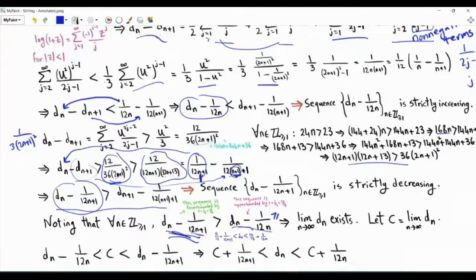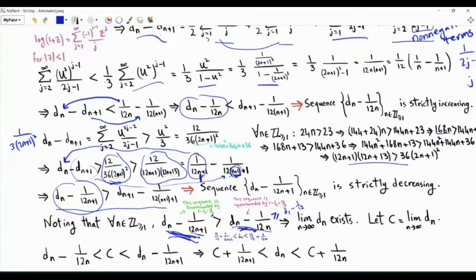And it is always greater than or equal to d1 minus 1 over 12. So this is the smallest guy in this sequence. And it will happen when small n is equal to 1, because this sequence is strictly increasing. So d1 minus 1 over 12, which is 1 minus 1 over 12, which is 11 over 12, is a lower bound on this sequence. So this sequence is monotonically decreasing, it is strictly decreasing, and it is bounded below. So by the monotone convergence theorem for sequences, this sequence converges.